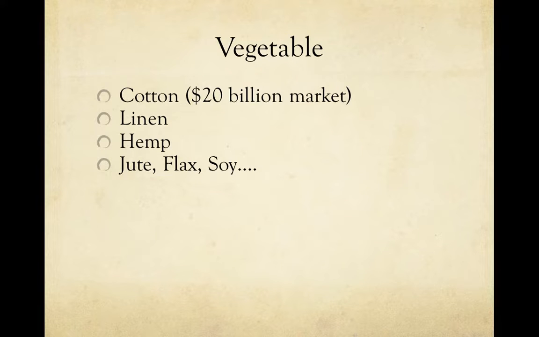A little bit more about vegetable fibers. Cotton, like I said, is very, very prevalent. It composes a $20 billion market, so it's almost too common to be very helpful forensically speaking. And then you also have other types like linen, hemp, jute, which makes burlap, flax, and soy. All these are vegetable fibers that originate from plants.